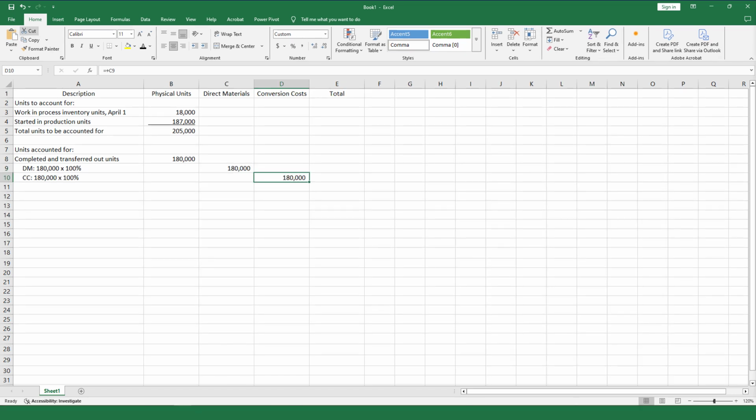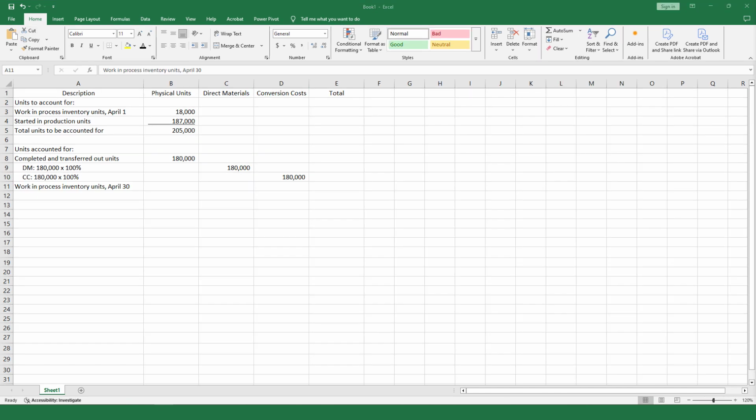Similarly, on April 30th, 100% of the conversion costs have already been used in the mixing department for these units. So 180,000 units multiplied by 100% complete is equal to 180,000 units under the conversion cost column, column D. Remember, what are we doing here? We are determining the equivalent units, and if all of the units have completed the mixing process, then the physical units and the equivalent units are equal to each other.